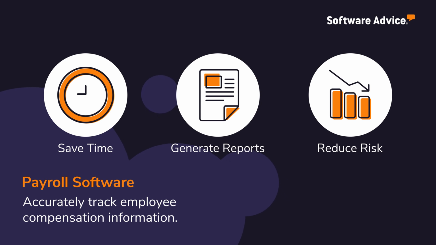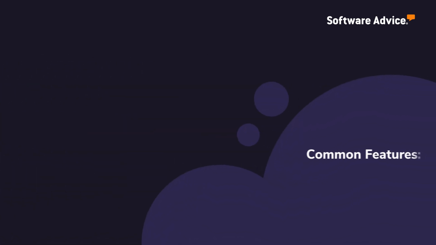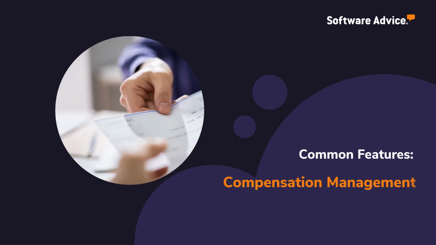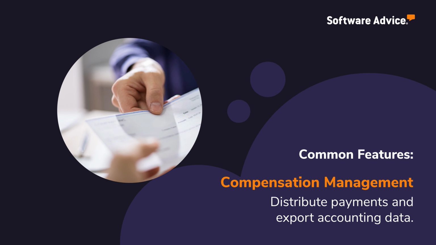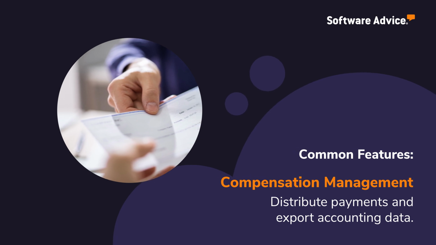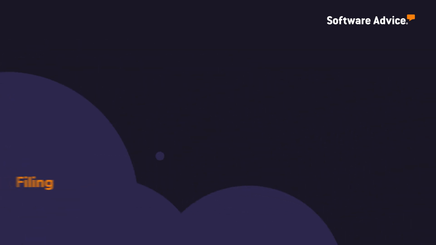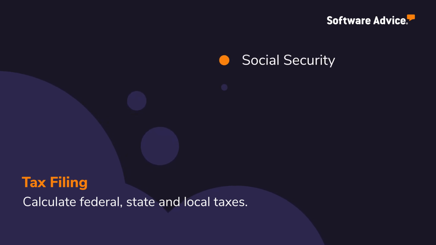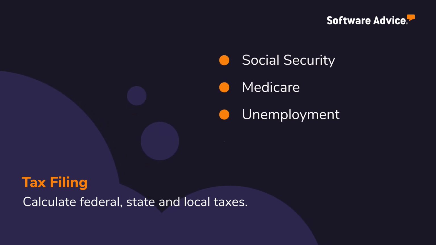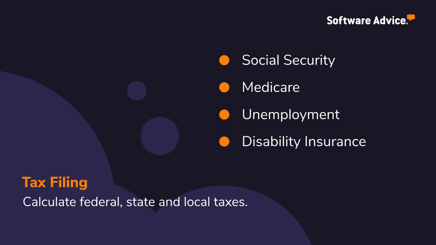to employee compensation. Common features of payroll software include compensation management, which facilitates the distribution of checks, direct deposits, and reimbursements, and exports the data for accounting software. Tax filing calculates federal, state, and local taxes, including Social Security, Medicare, unemployment, and disability insurance.